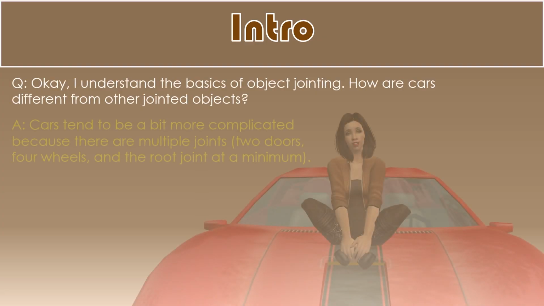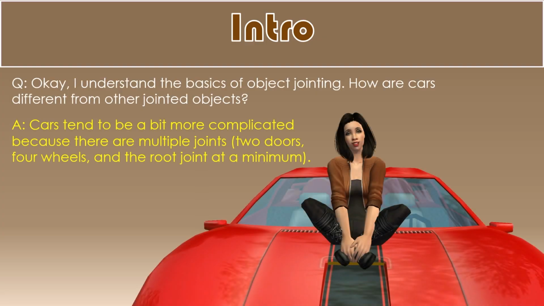So I understand the basics of object joining. How are cars different from other jointed objects? Cars tend to be a bit more complicated because they have multiple joints. At a minimum, you've got 2 doors, 4 wheels, and a root joint. Whereas with trucks, you have even more joints. You have a tailgate, and you also have the toolbox lids.